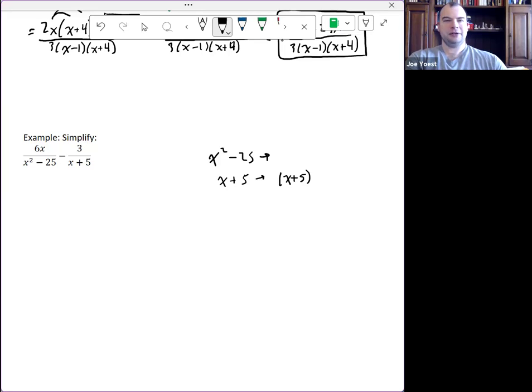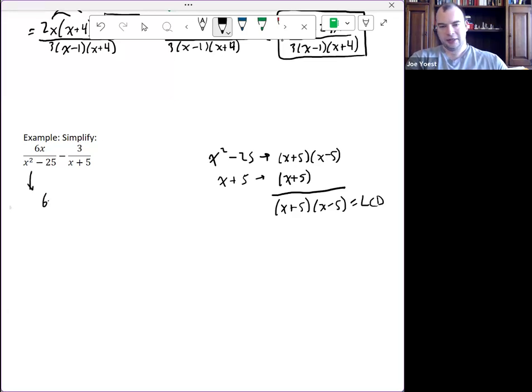X squared minus 25, well, we might recognize that as a difference of two squares. X squared minus 5 squared, that means that factors to x plus 5 times x minus 5. And my LCD then is just x plus 5 times x minus 5. And I come over here again and I write 6x over, and maybe I'll choose to write the x squared minus 25 in its factored form.